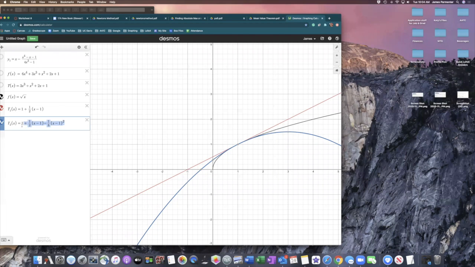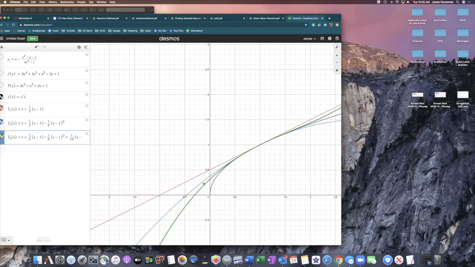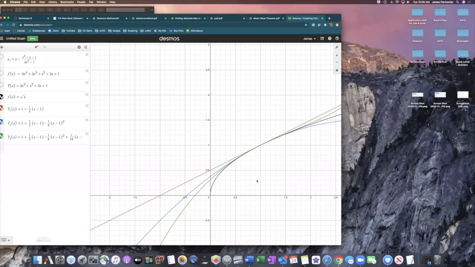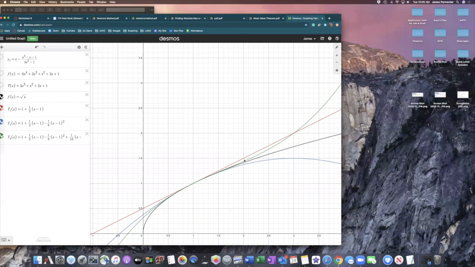And then if we do the third degree Taylor polynomial, if we add on the last term, which is 1/16 (x minus 1) cubed, that's right. The green one is even better than the blue one in here, right? The green one's closer to the black function. And certainly over here, it's definitely closer to the blue function, and it's closer for quite a while.